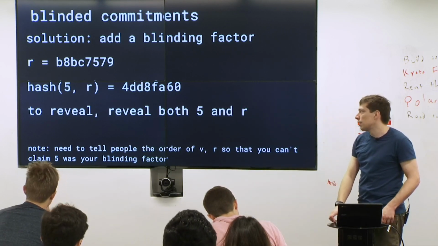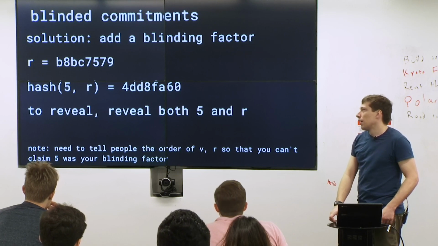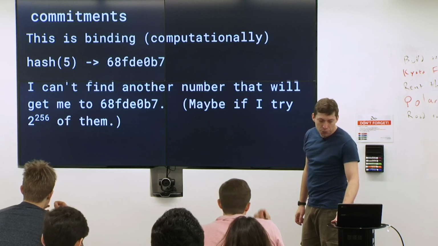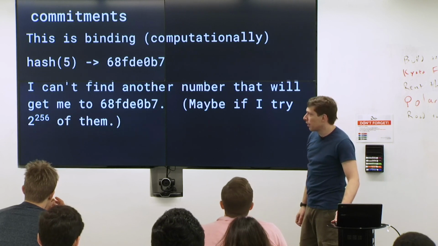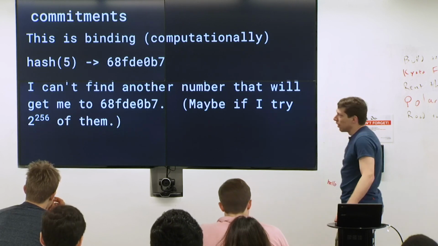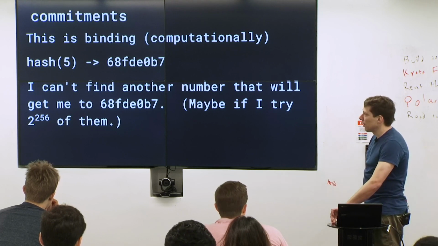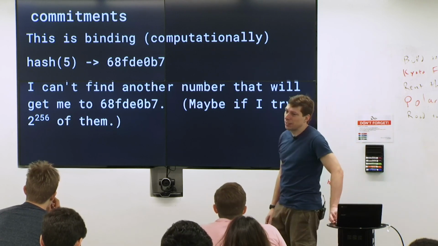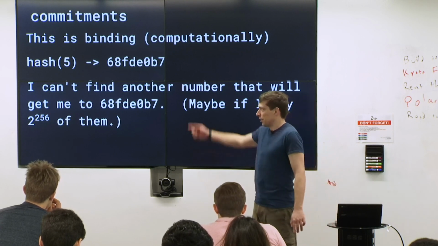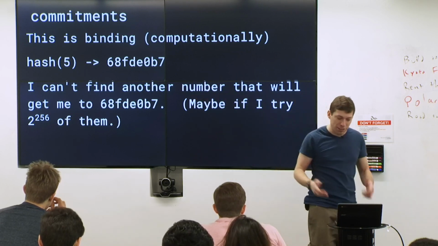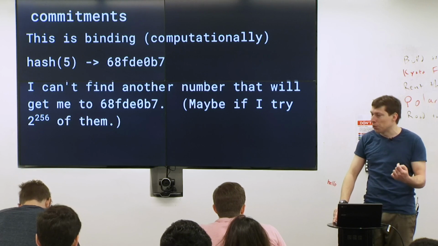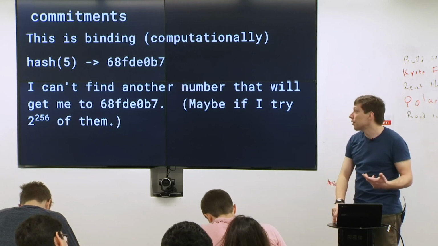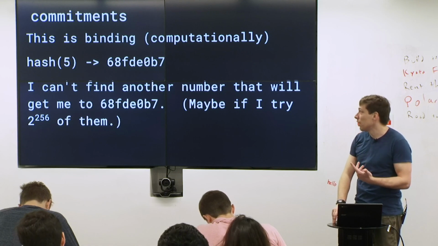And now, actually some things get easier, right? So before, if you really wanted to reveal that it was 6, you basically can't, because there's a single output for 6, and it just doesn't match this. So if you have a single chosen value that you want to reveal that's not the one that you committed to, you're basically stuck. There's no way to get around it, even computationally.